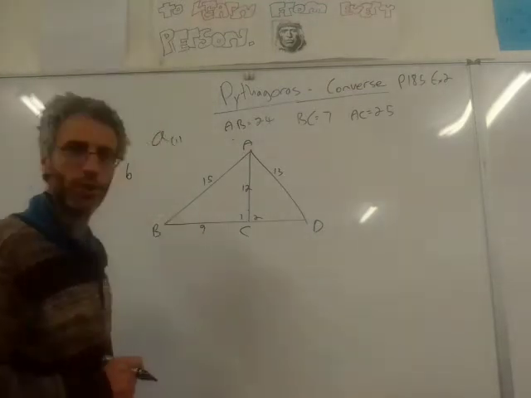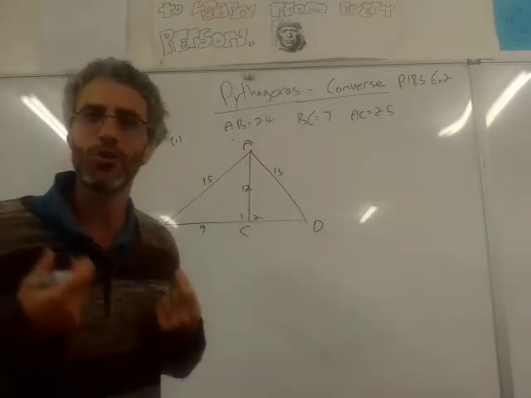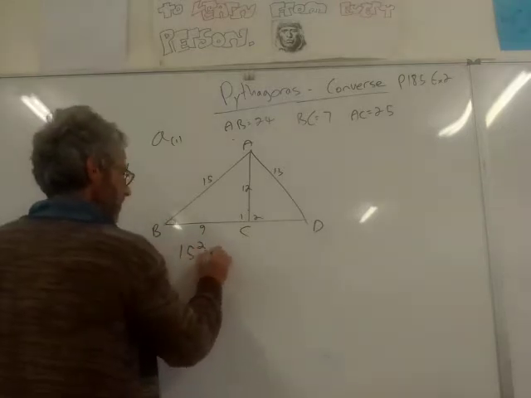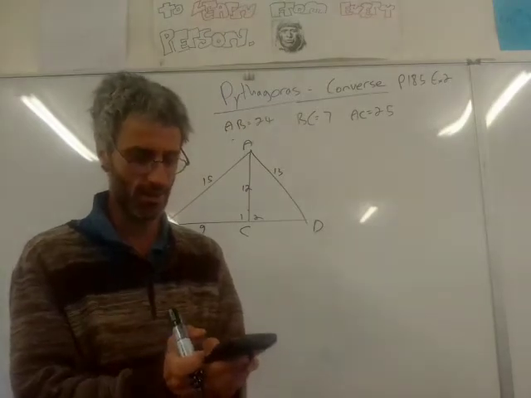Which one is going to be the third side? The 9, 12, or 15? Which one is the hypotenuse? It's going to be the big one. So it's going to be 15. So I'm going to do 15 squared. Haven't got a clue how much it is. Anyone knows with that calculator? I'll be impressed.